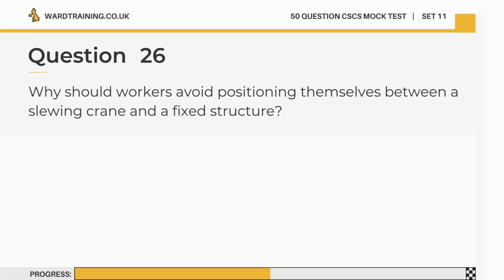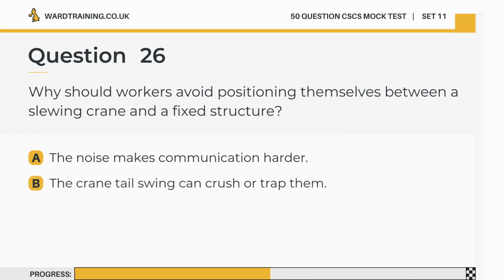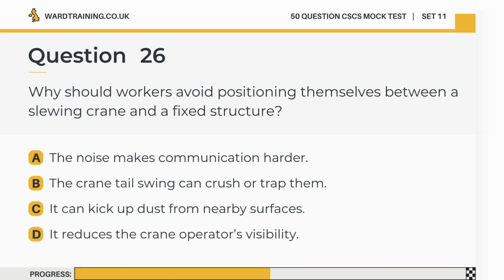Question 26. Why should workers avoid positioning themselves between a slewing crane and a fixed structure? A. The noise makes communication harder. B. The crane tail swing can crush or trap them. C. It can kick up dust from nearby surfaces. D. It reduces the crane operator's visibility.